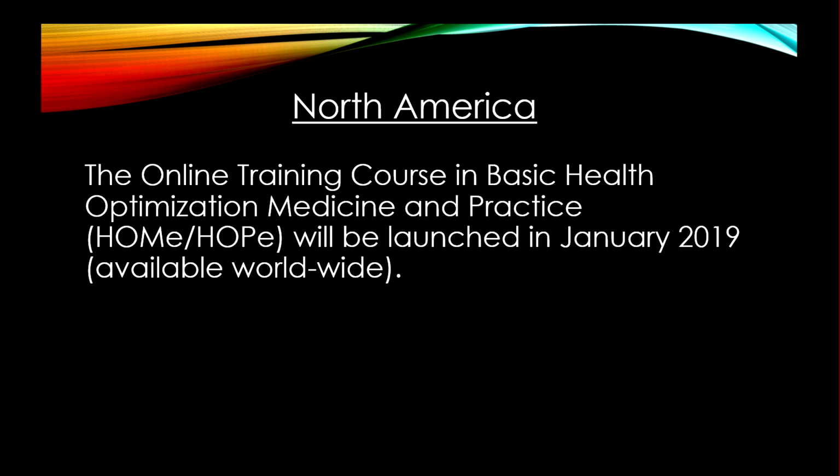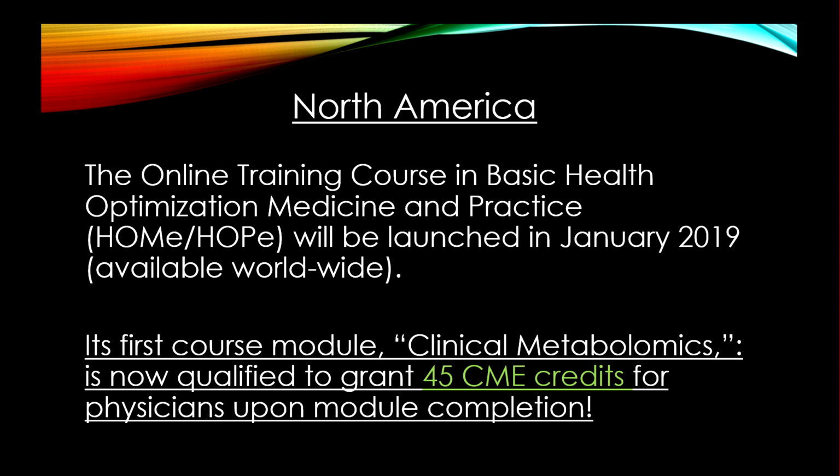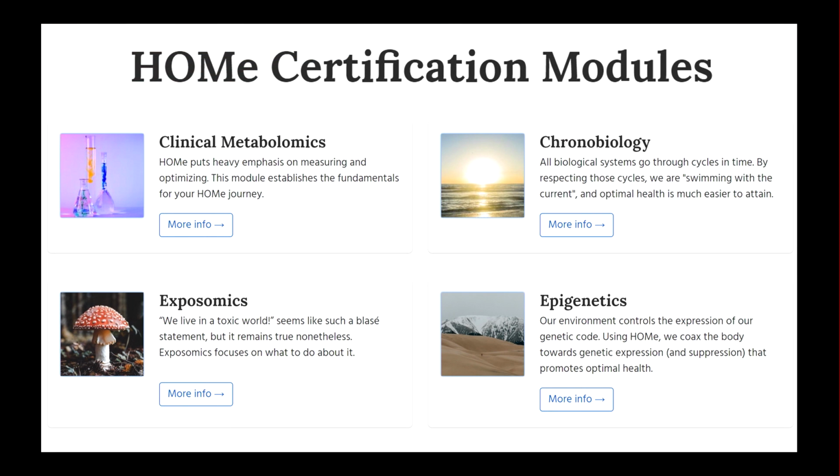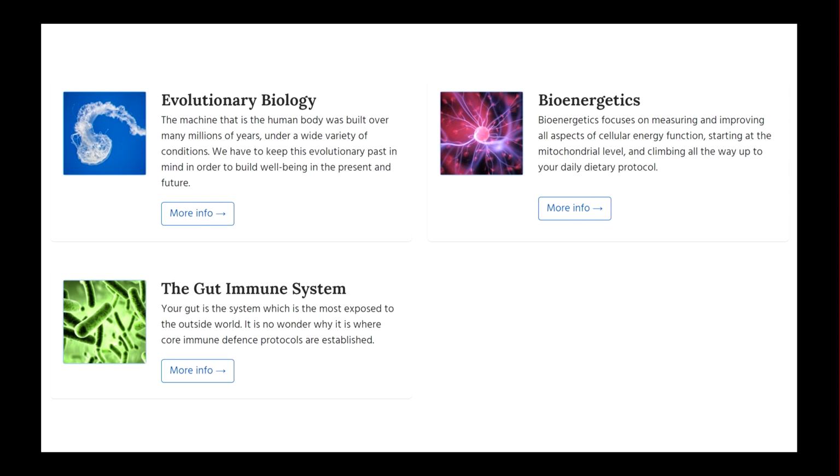In North America, the online training course in Basic Health Optimization Medicine and Practice will be launched in January 2019, this month, and it will be available worldwide. Its first course module in Clinical Metabolomics is now qualified to grant 45 CME credits, yay, for physicians upon module completion. So the HOME certification modules are Clinical Metabolomics, Chronobiology, Exposomics, Epigenetics, Evolutionary Biology, Bioenergetics, and the gut immune system. And that's just for the basic HOME course.